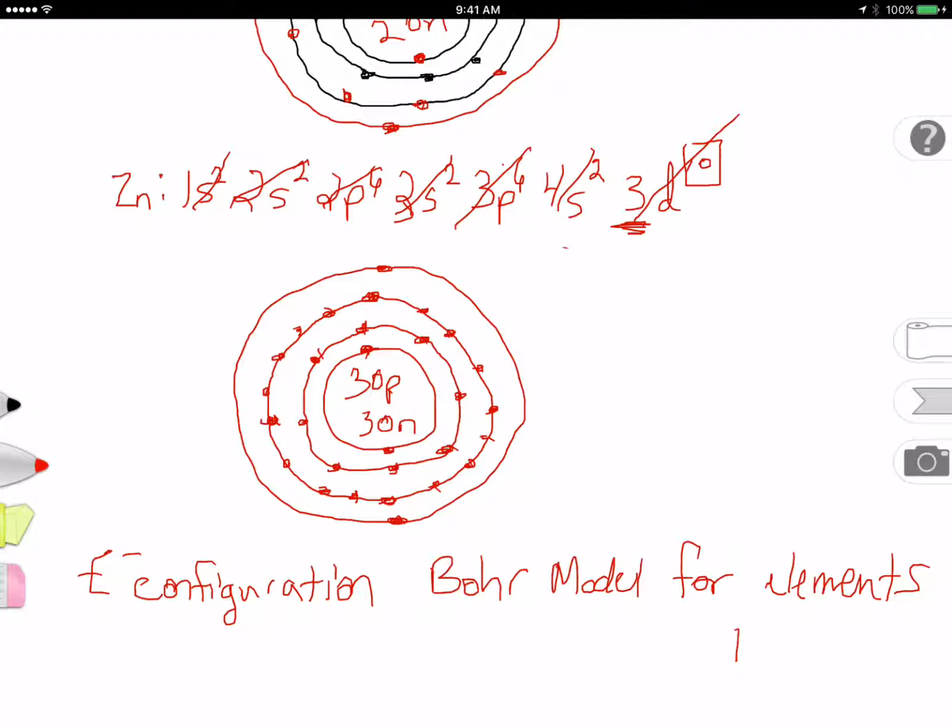1 through 20 right now. We'll add a couple more on there. But again, work on the electron configuration, and it has to be the full one, and then the Bohr model for elements 1 through 20, and that will take us through for the rest of the day.